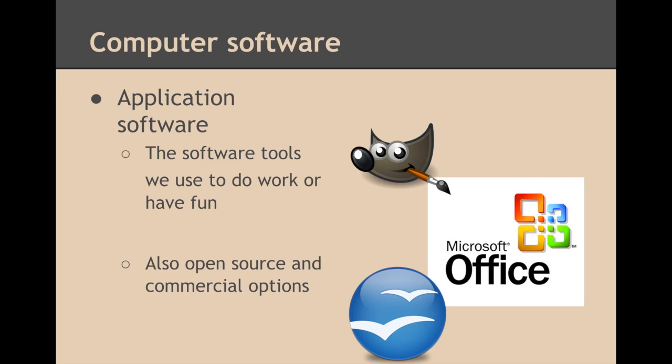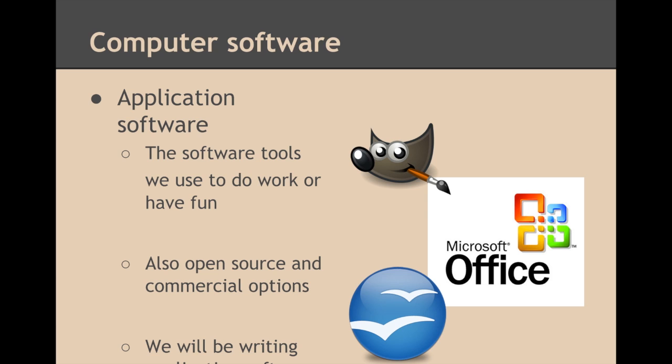And there are also open source and commercial options for software. So for instance, there's Microsoft Office, which is a commercial solution that you have to pay for. Or there's OpenOffice, which does similar tasks but can be downloaded legally for free. And nowadays there's almost always an open source alternative for just about anything that you want to do. Okay? Well, application software is what we're all about. In this class, we're writing our own application software. So we're creating our own apps for the computer using the Processing programming language.